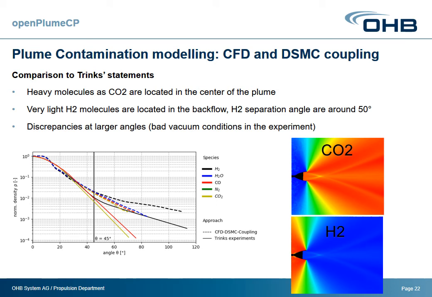And also, we wanted to see how the different molecules are distributed in the domain. This is something that is possible with DS2V that allows us to do that. And you can see that we have, in this case, very light molecules that are located in the backflow. And we have some kind of separation angle around 45-50 degrees. And we have the heavy molecules like the CO2 which are located in the center of the plume. So we have discrepancies at larger angles, but this is mainly due to the experiment having had some bad vacuum conditions. But the idea here is really to see that the CFD and the DSMC coupling is behaving quite well and is able to give us this species distribution.